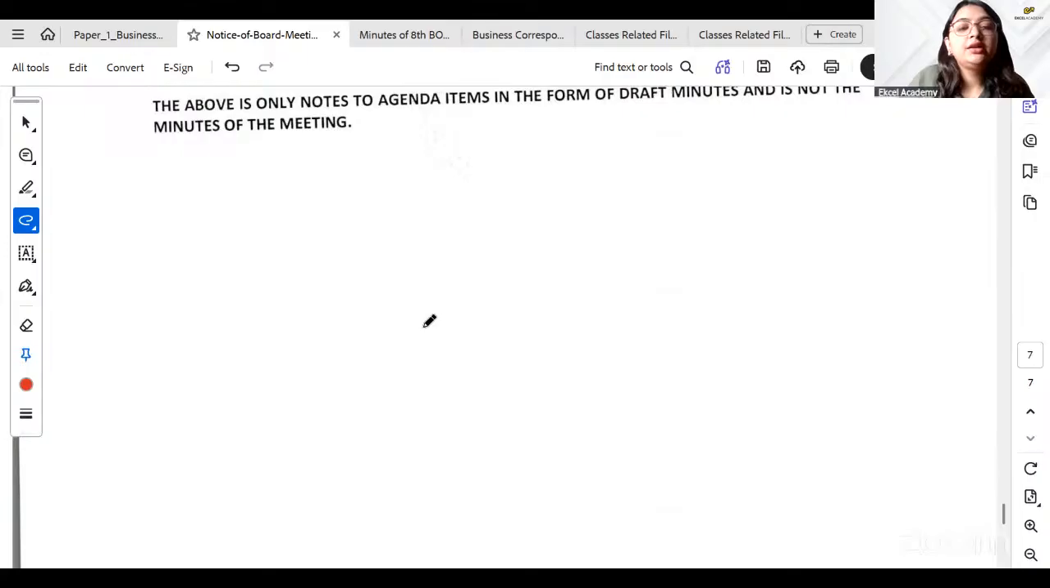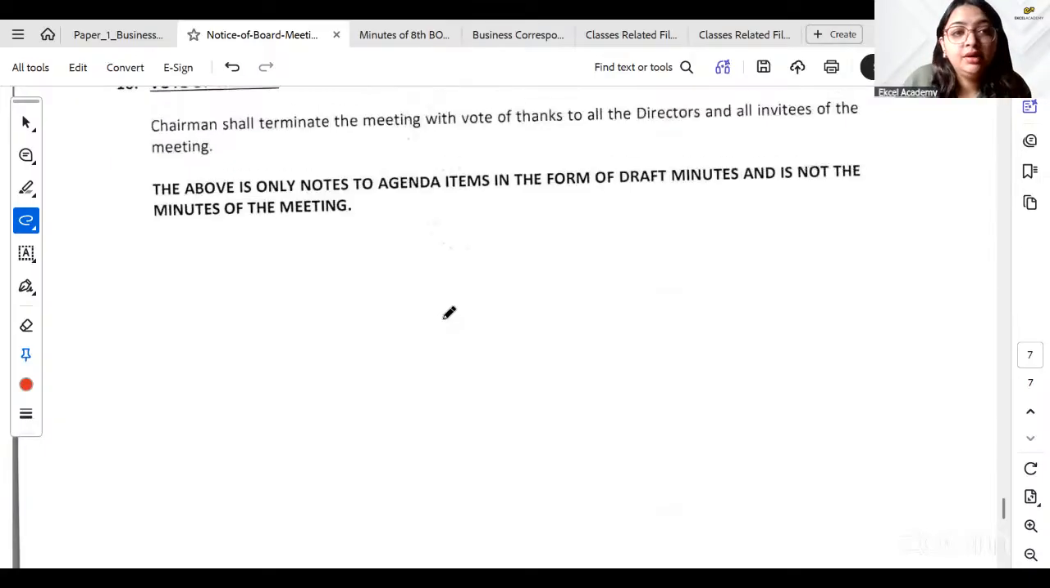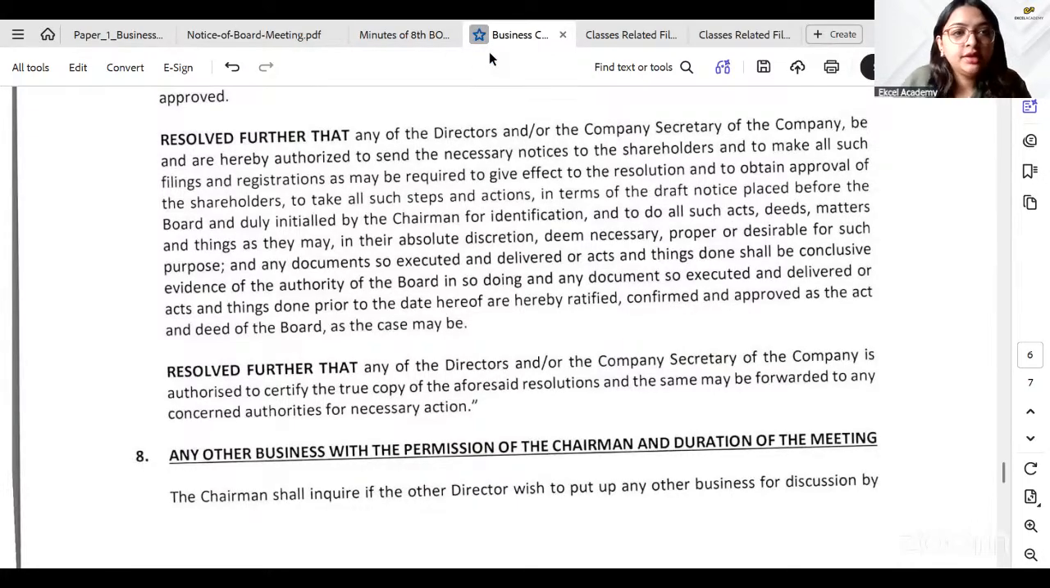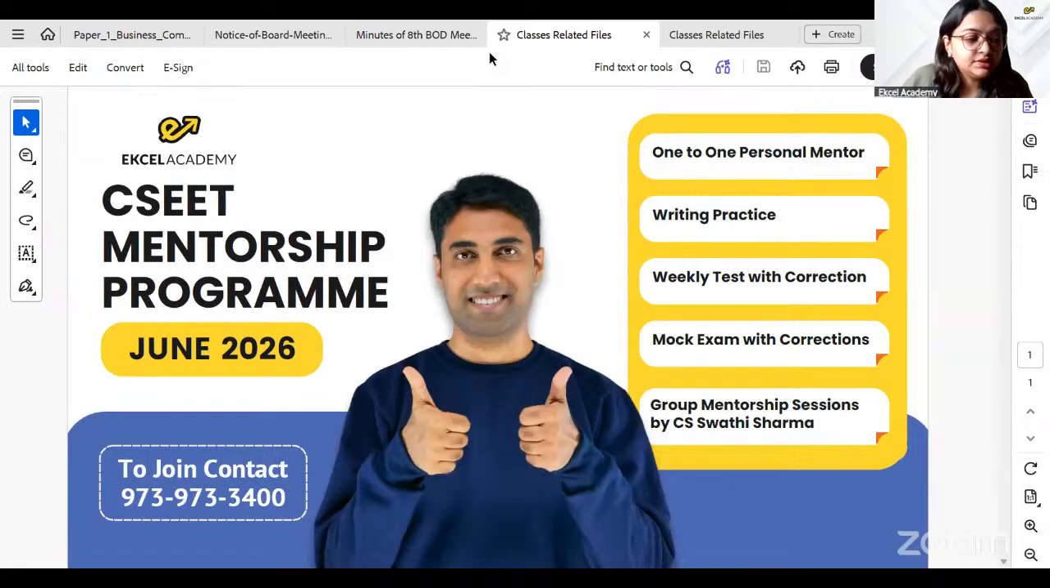This is something that you will be taught in depth when you move ahead to the next level of CS, that is your executive. So I wanted to show you a sample so that it becomes easier for you to remember and picturize a notice when you are looking at it. All right. So I hope you are clear with your notice and agenda. Let's move on to the next topic, which is your minutes of the meeting.